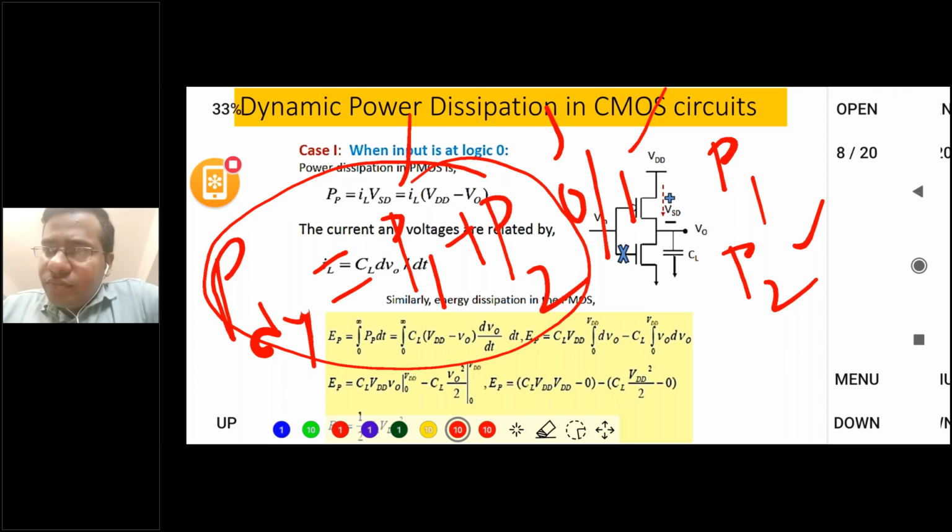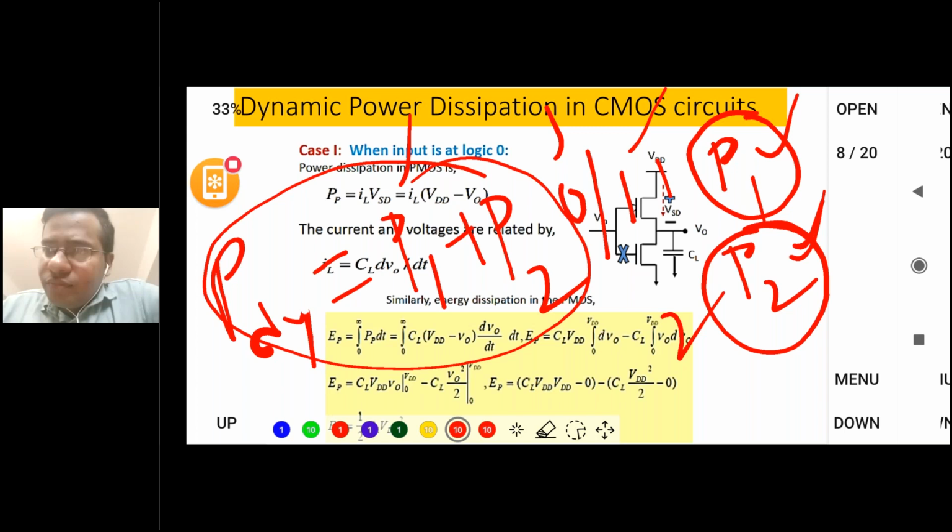First we calculate the P1 value. P1 is the power dissipation if the input logic is 0. Then we find the P2 value. P2 is the dynamic power dissipation if the input logic is 1. So we go for two cases: in case 1 the power dissipation is P1, and in case 2 it is P2. We find the individual powers P1 and P2, and then add them. That is your dynamic power.